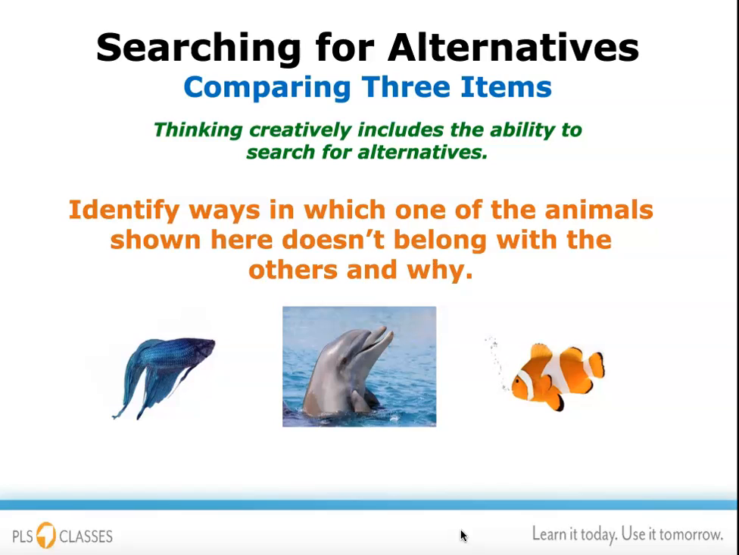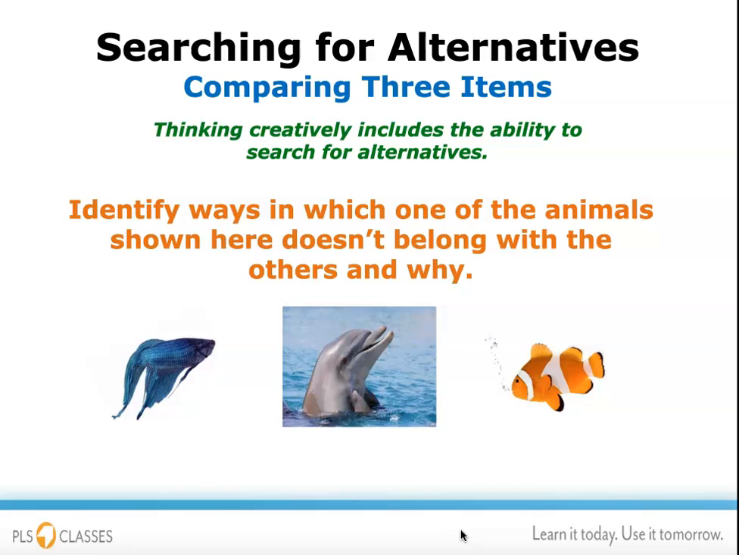Please look at the three pictures on page 51 of the betta, dolphin, and clownfish. Which one of the animals shown here doesn't belong with the others, and why? The betta fish is freshwater. The other two are saltwater. The dolphin is capable of sound. The other two are not.